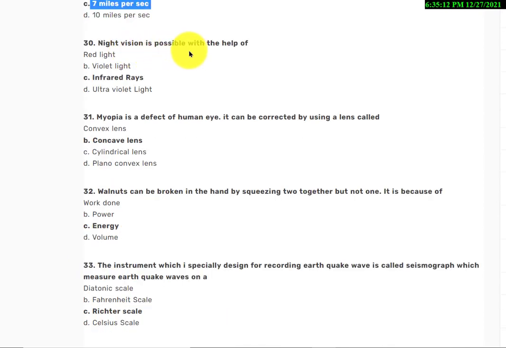Night vision is possible with the help of infrared rays. Myopia is a defect of human eye. It can be corrected by using a lens called concave lens. Walnuts can be broken in the hand by squeezing 2 together but not 1. It is because of energy. The instrument which is specially designed for recording earthquake waves is called seismograph, which measures earthquake waves on a Richter scale.